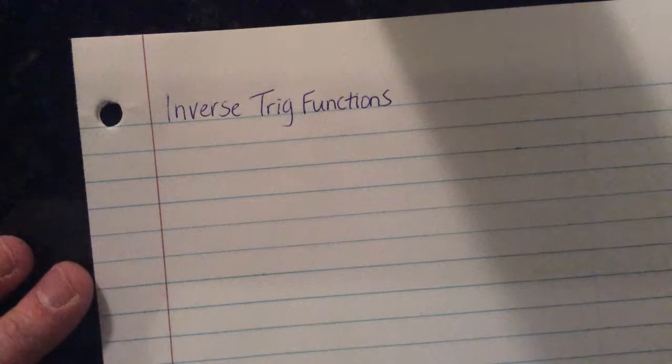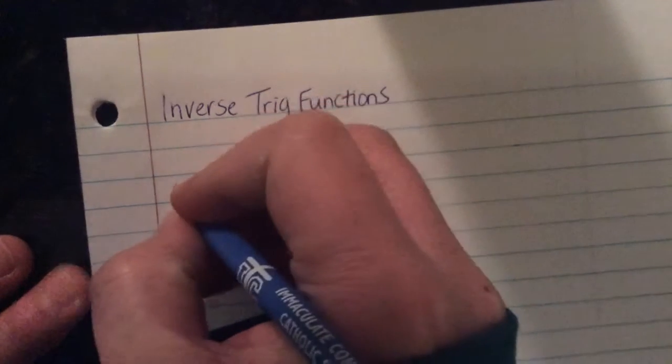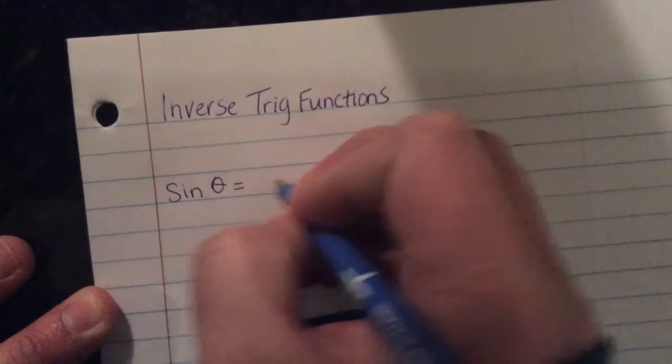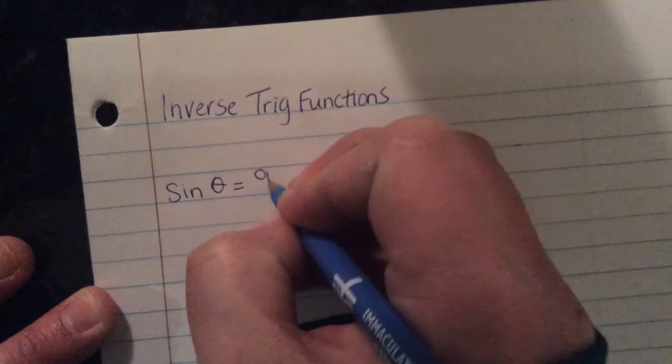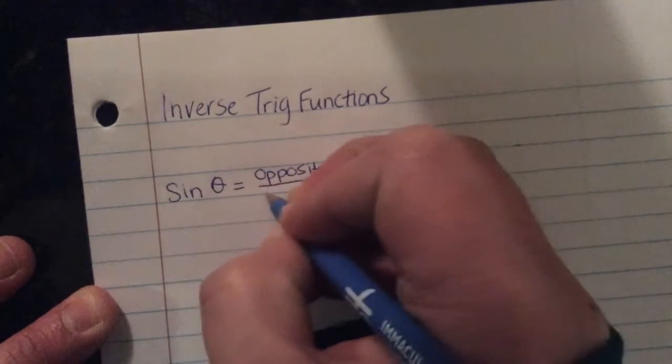In this video, I'm going to teach you how to use the inverse trig functions. Now what you need to keep in mind is the original trig functions. Sine of an angle is equal to opposite over the hypotenuse.